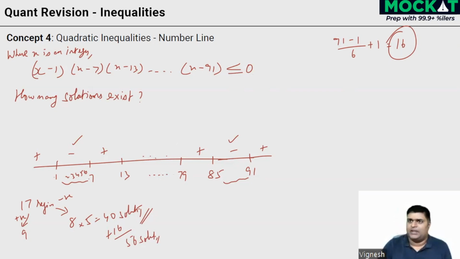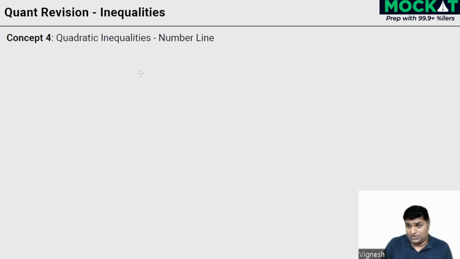Before I move to the next concept, just one last thing. What if you have something like x minus 2 the whole square into x minus 3 the whole square is less than 0? The answer is it can never be less than 0, because for a whole square, the least it can be is 0 or positive; it can never be negative. So what if it's less than or equal to 0? Then it can be equal to 0 at x equals 2 and x equals 3. Just 2 points would satisfy, nothing else.